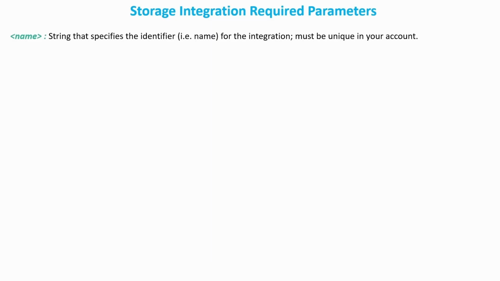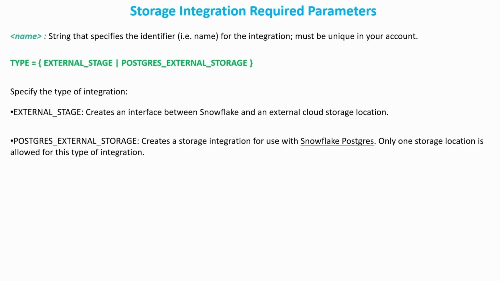The first parameter is name. It is the string that specifies the identifier for the integration. It must be unique throughout your account. Second one is type. Type is either of external stage or Postgres external stage. External stage creates an interface between Snowflake and the external cloud storage location like GCP, S3 or Azure. And the Postgres external storage is something which creates the storage integration for the use of Snowflake Postgres only. Only one storage location is allowed for this kind of integration. This is very important to note.